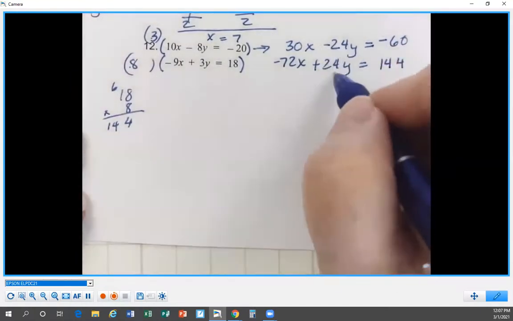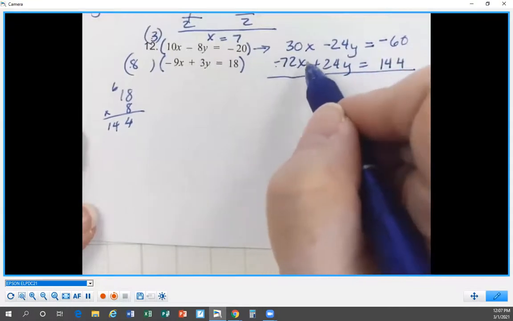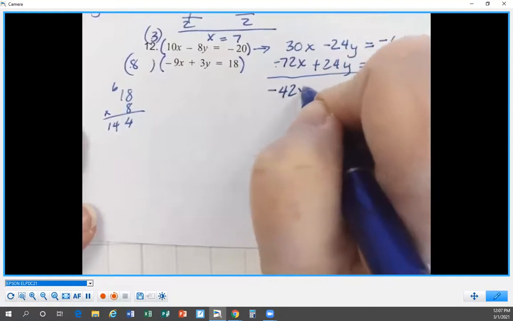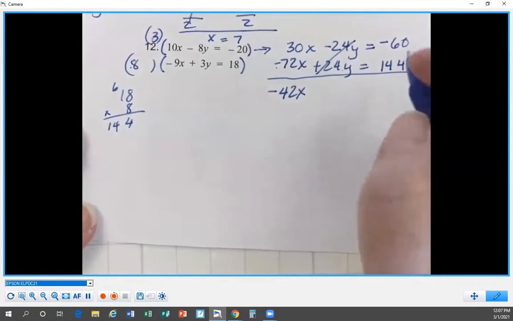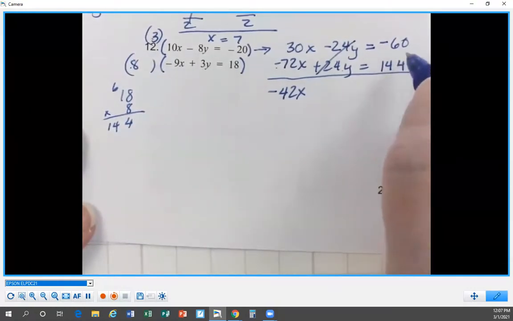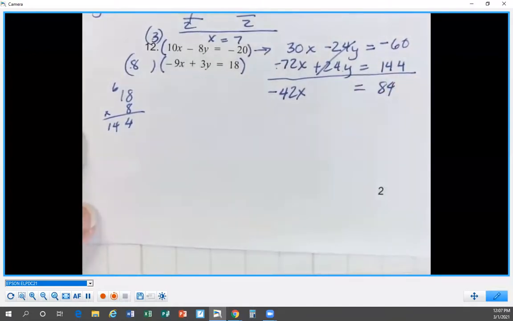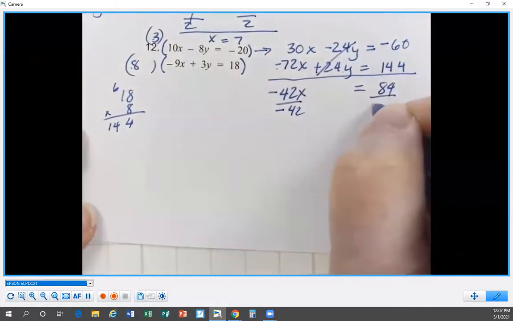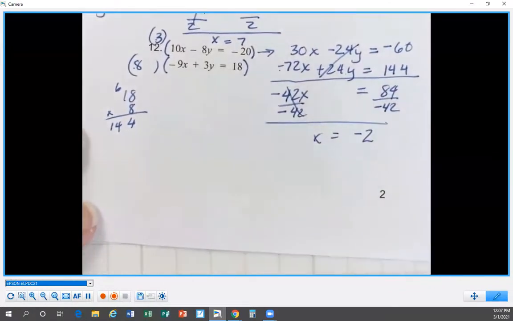And so then our y's are going to cancel out here. That's great. So negative 72x plus 30x is going to give us negative 42x. Negative 24y plus 24y, that cancels out. 144 minus 60, that's going to give us 84. So positive 84. Divide each side by negative 42. This gives us x equals negative 2.